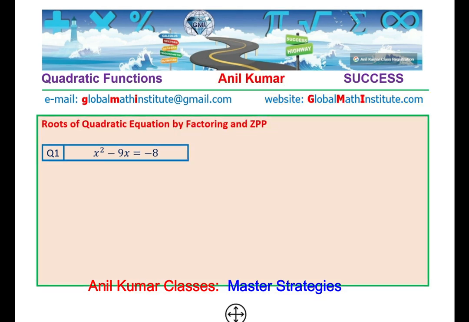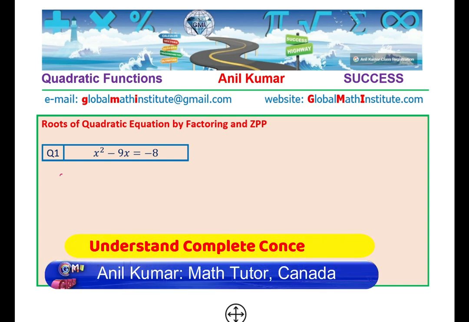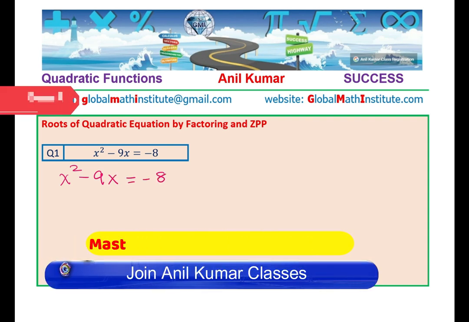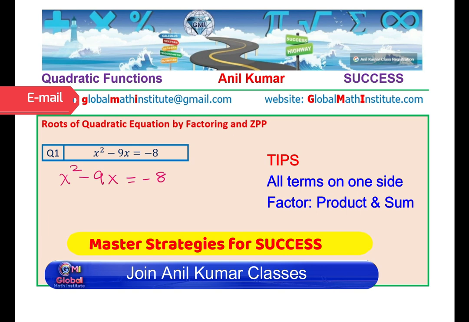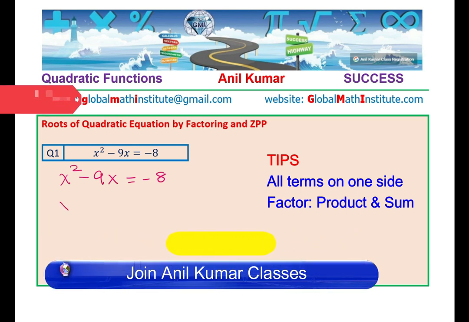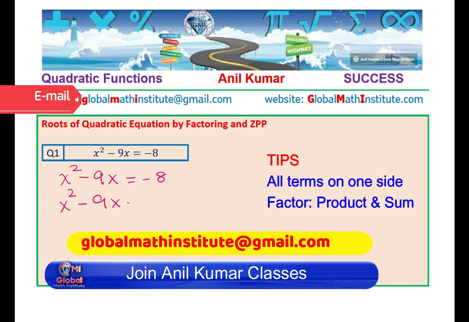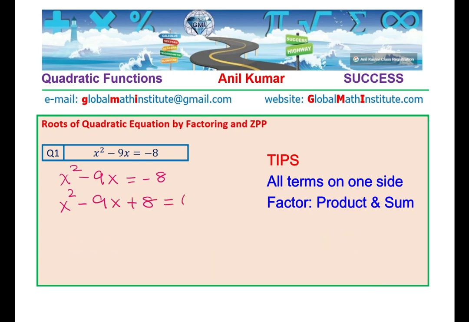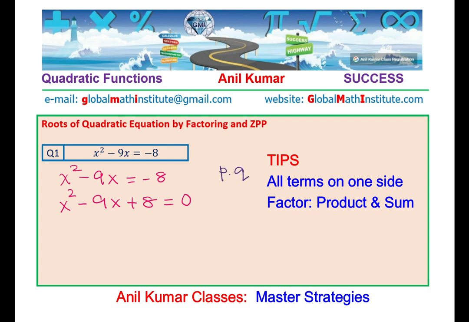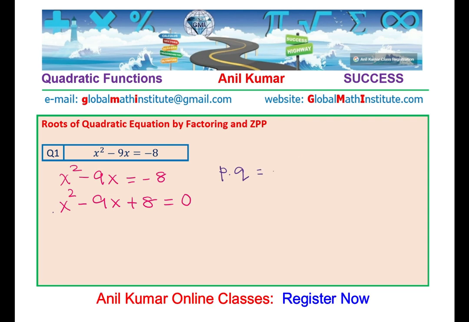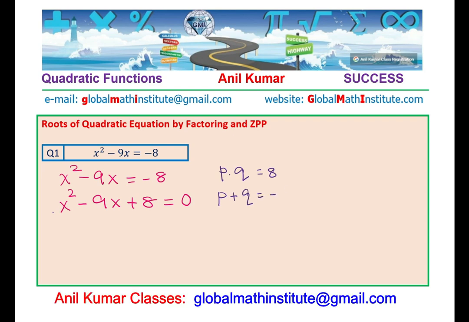Here is the very first question: x square minus 9x equals minus 8. To factor the trinomial, we bring all the terms to one side. That's the first step. So x square minus 9x plus 8 equals 0. Now we are looking for a combination of product and sum. Let's use the terms P and Q. The product should be A times C, which in this case is 8, and the sum of the two numbers should be the coefficient of x, which is minus 9.